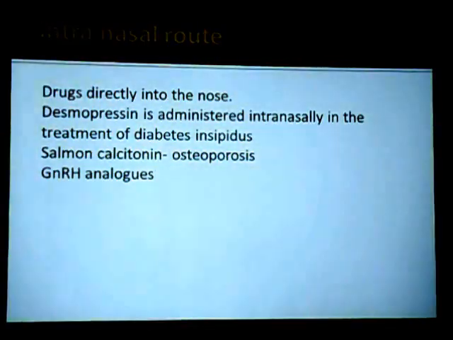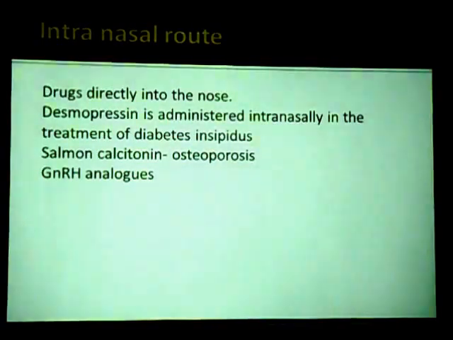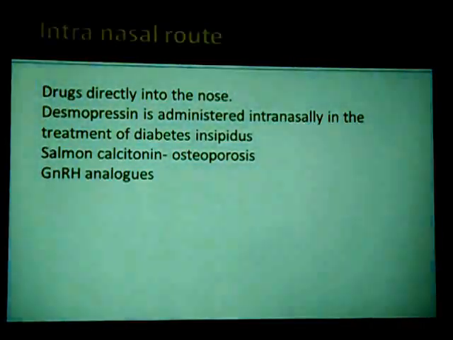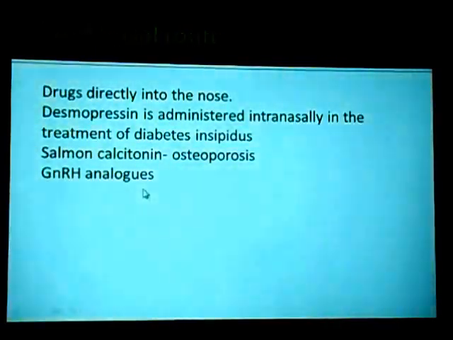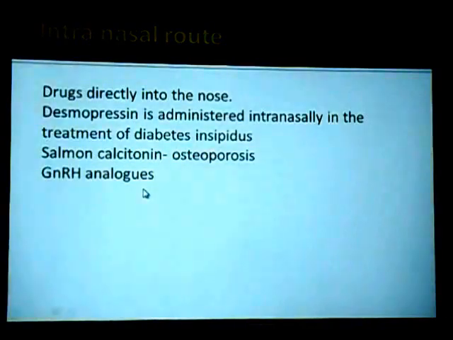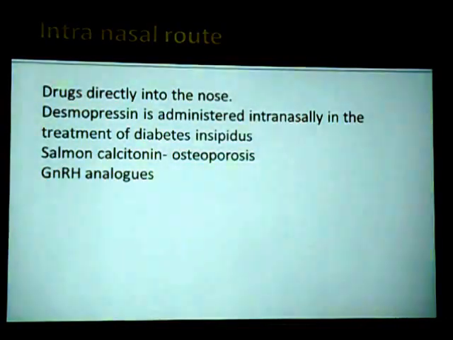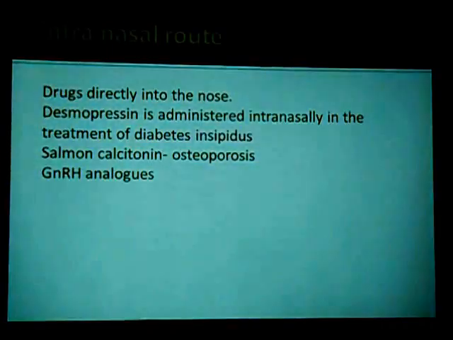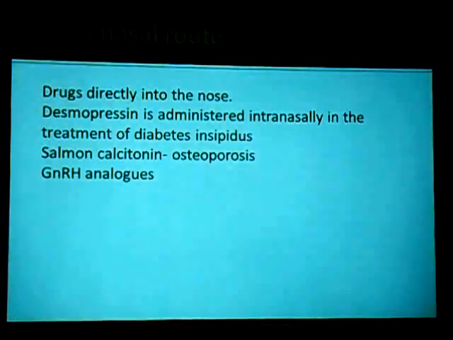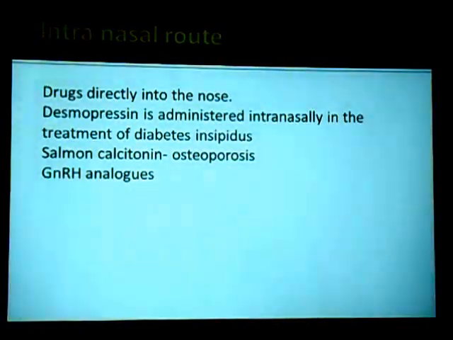What can be the disadvantages here? Local inflammation can be there, and repeated administration may not be possible. For example, with GnRH analogs and salmon calcitonin, their absorption will be good when the patient does not have stuffy nose conditions. So there are some disadvantages to this route, and the absorption may be erratic. You cannot expect the appropriate amount of plasma concentration.